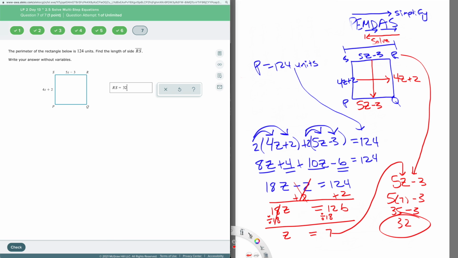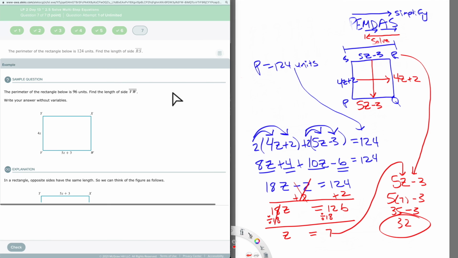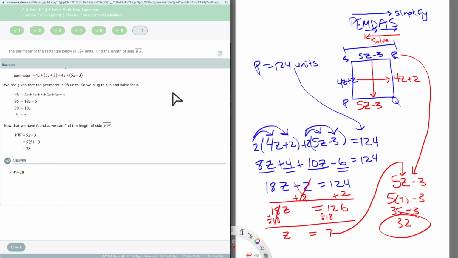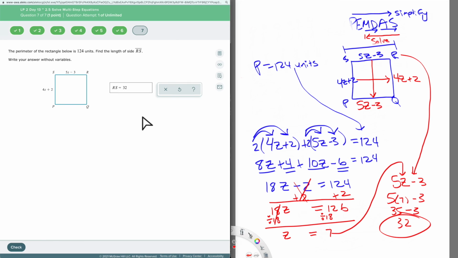And a couple of those things, if we don't know what perimeter is and we don't know what the qualities of a rectangle are, that's going to kind of stop us in our tracks. But again, this example page does do a pretty good job of letting us think through it. So it says, in a rectangle, opposite sides have the same length, so we can think of the figure as follows. They actually show us a very similar one, 5z plus 3 instead of 5z minus 3. But they show us the same idea, and they walk us through the same thing that I just walked you through.